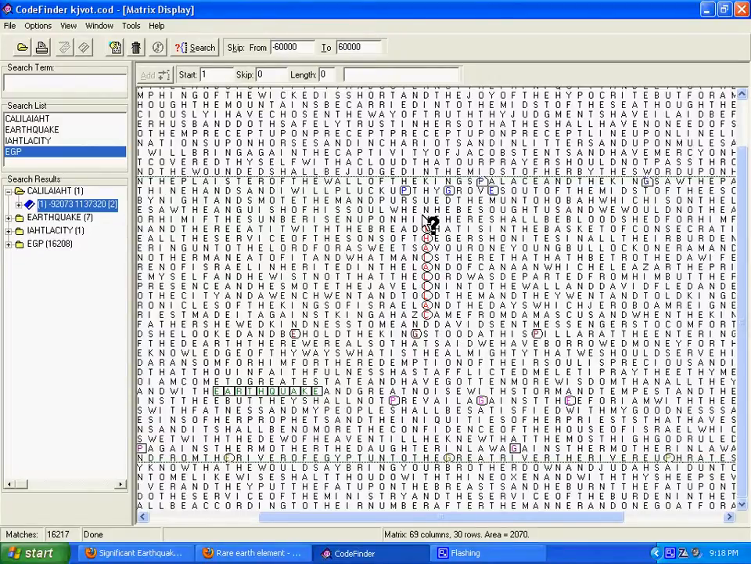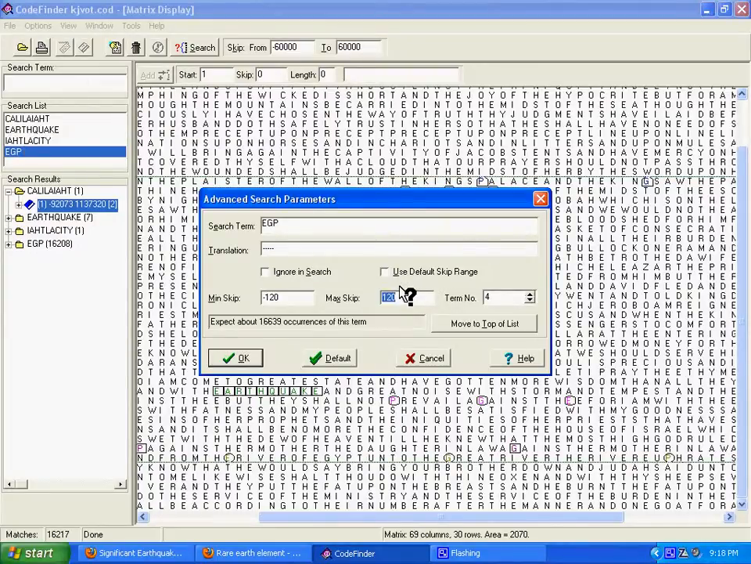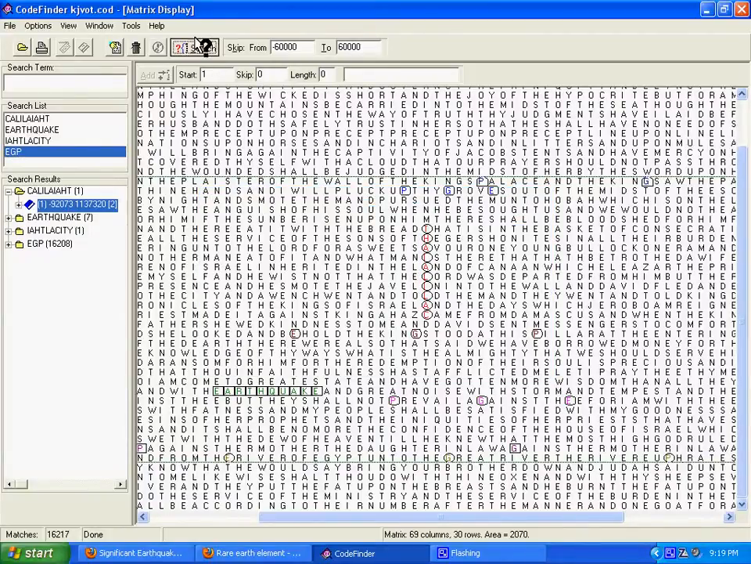So I'm going to try to search for EGP showing up horizontally, just like this main term here. To do that, I simply type in very close to the skip of 92073, which is the main term. So I'm going to hit 92060, and then 92090. Keep it very close. Hit OK, hit search, and see what happens.